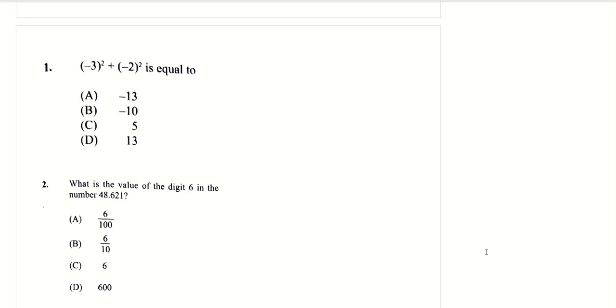Number 1, it says minus 3 squared plus minus 2 squared. What do we know about minus 3 squared and minus 2 squared? We know that minus 3 squared means minus 3 times minus 3. We also know a minus by a minus is a plus. So a minus and a minus is a plus, and 3 by 3 is 9. So this would be 9 plus minus 2 by minus 2 is 4. So 9 plus 4 is 13. So our answer is D.